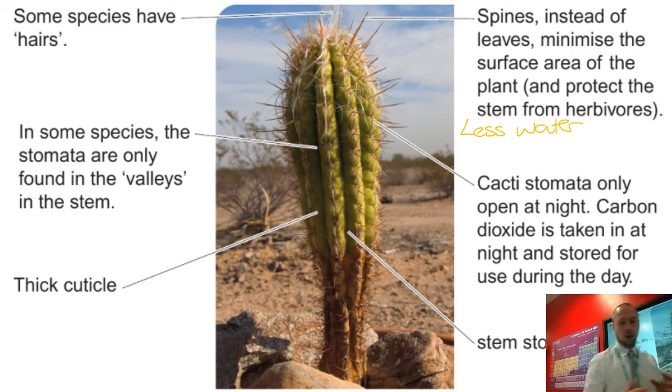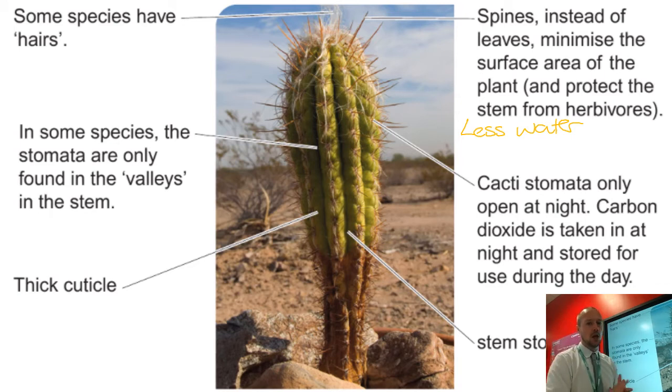The spines are obviously also for protection, so if there are any herbivores in the desert, they can't just go up and eat cactuses; they'll be put off by the spines. But the main adaptation of the spine is that they have a really small surface area, so water doesn't evaporate as easily from the surface as it would if there were big broad leaves.